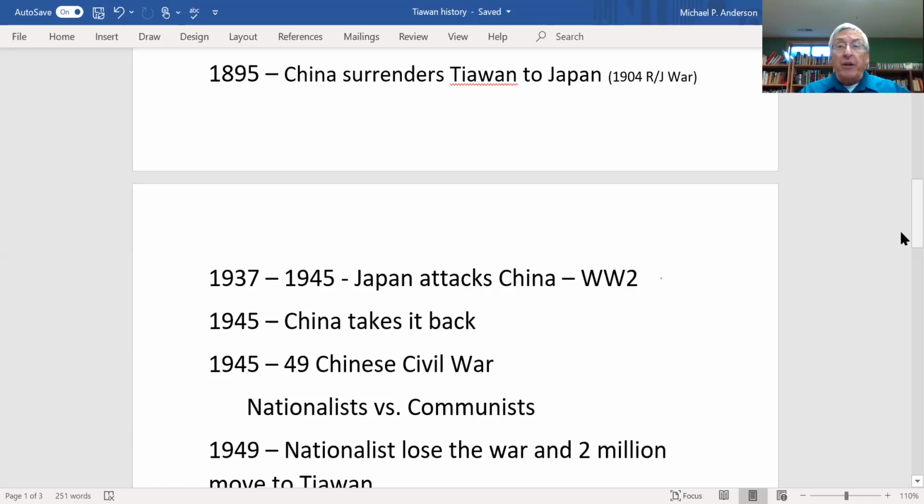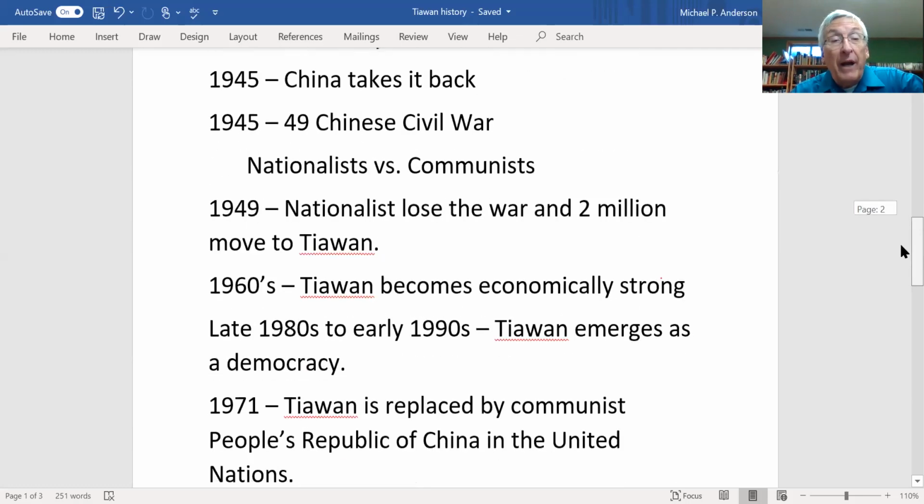So what are the nationalists going to do? The nationalists are in full retreat. Where do they retreat to? They retreat to the island of Taiwan. 2 million of them moved to Taiwan. Many of the Taiwanese were not really excited about this. Nonetheless, the 2 million Chinese come in, they take over Taiwan, they declare themselves the legitimate government of all of China, and they have a military government there for a couple decades then.